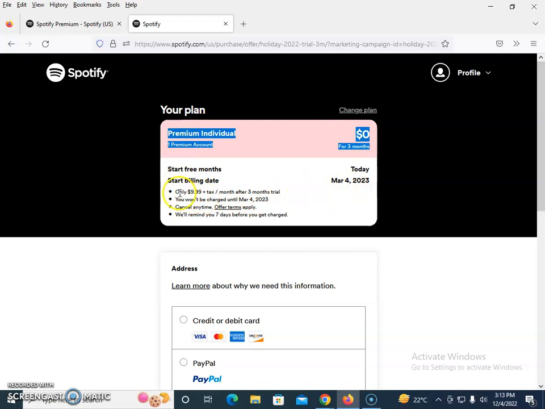So it means that it is only $9.99 per month after the 3 month trial. You won't be charged until 4 months. They are saying that you will not even pay a single penny. Cancel anytime if you do not like it, but 3 months is more than enough. After 1 month, you will have a proper understanding. Here you just need to sign up with your email.